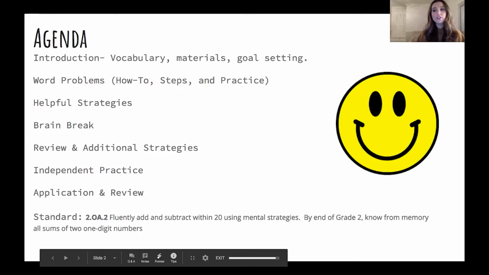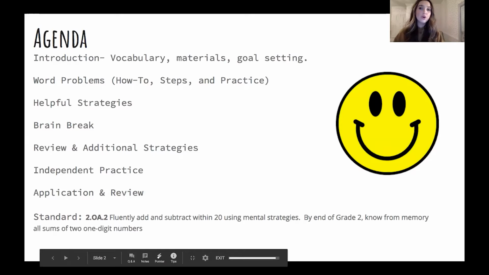And then we are going to go through word problems. I'm going to show you guys how to solve them, what the steps are, because believe it or not, there are actually specific steps we should take before we go on and solve a word problem. So we'll go through those steps and we will practice together, and I will show you guys some strategies that I like to use when I solve word problems.